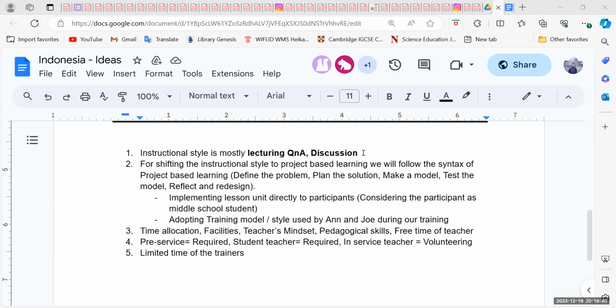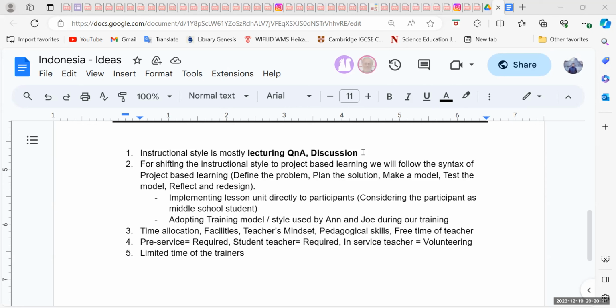The second one is problems with facilities. For example, if we want to introduce SageModeler, the students do not have a personal computer or laptop. So we also have to choose a school that has good facilities in computers or laptops. And also for doing practicum, there are some problems with facilities.